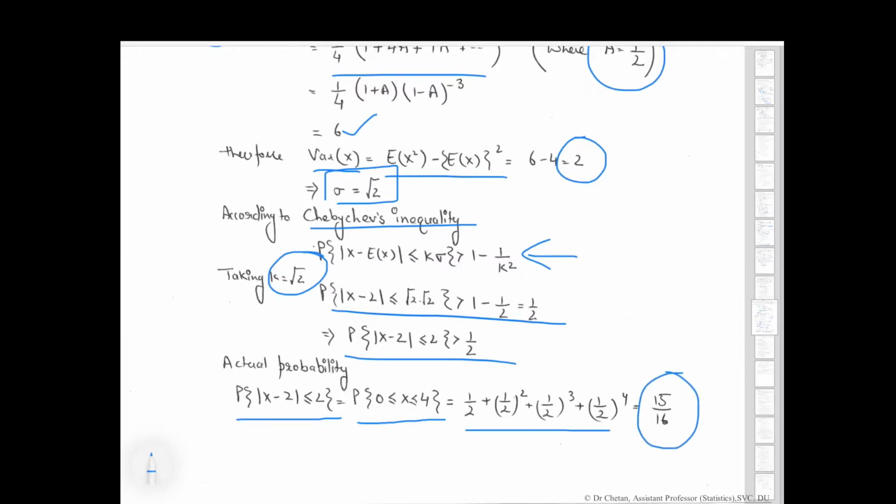These are a few examples or numerical problems related to the Chebychev inequality and Bernoulli's law of large numbers. I hope you understand them.